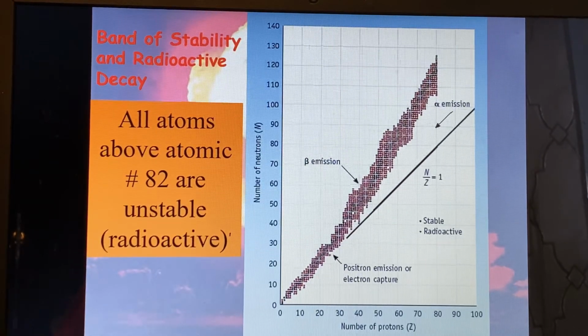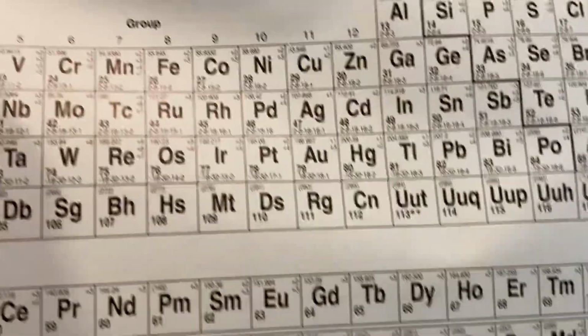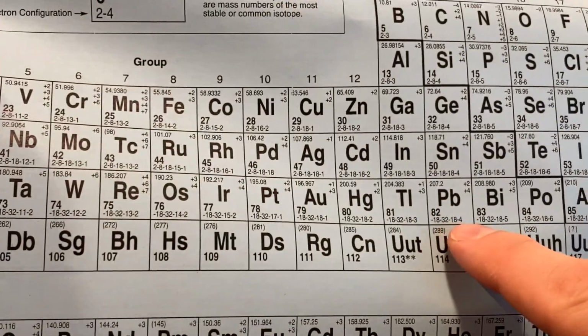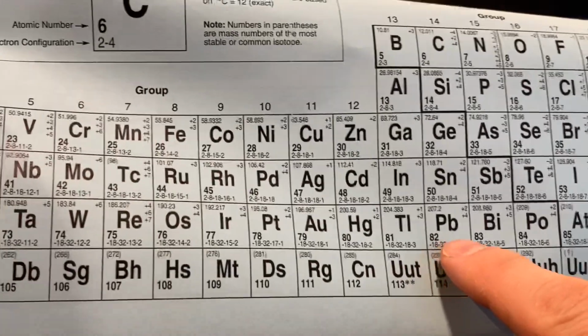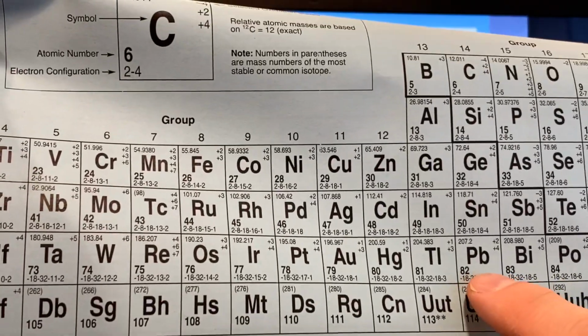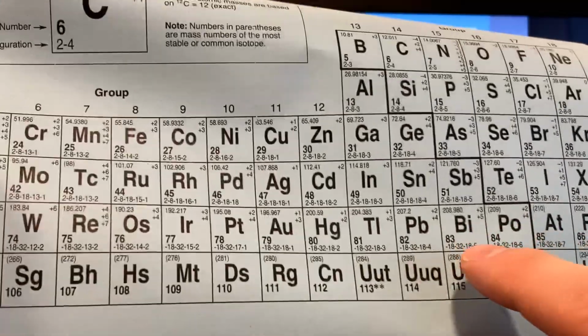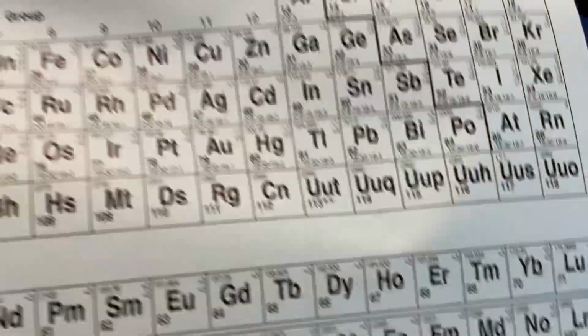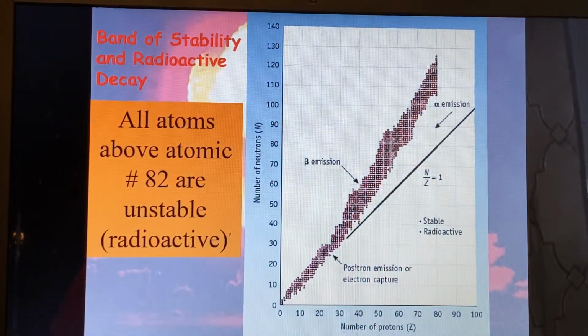If you remember 82, we talked about this before. I'll put this up here. 82 is right here. If you remember, Pb is lead. So lead is the last element on the periodic table to have a stable isotope. Every element 83 and above has no known stable isotope, so they are all radioactive, and they're all going to decay into something else. Eventually they'll decay into an atom that is stable, that's 82 or below. Sometimes that's a one-step process, and other times it takes 3, 4, 5 decay series to do that.